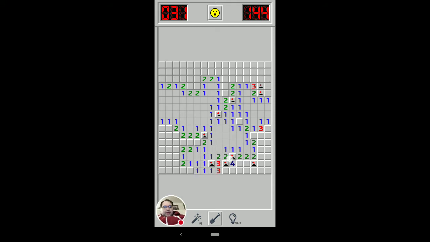This 2 here was just a disguised 1 because it was already touching a mine, so you can kind of consider it gone and just bump this square down one so that it becomes a one.